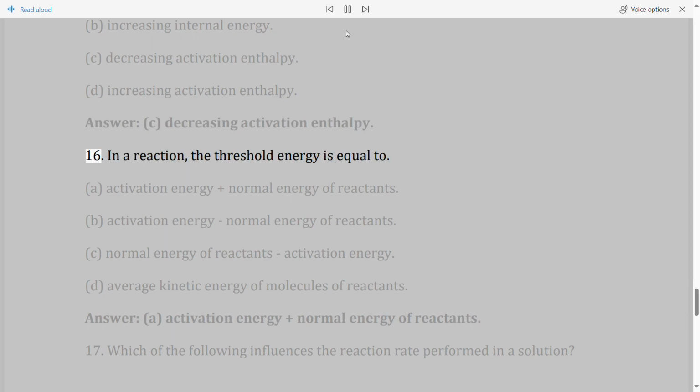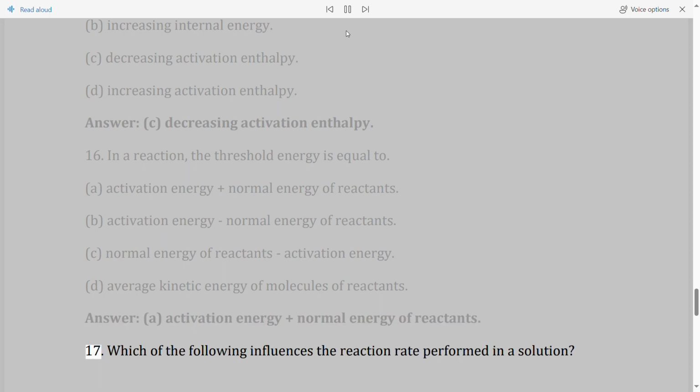17. In a reaction, the threshold energy is equal to A. Activation energy plus normal energy of reactants, B. Activation energy, normal energy of reactants, C. Normal energy of reactants, activation energy, D. Average kinetic energy of molecules of reactants. Answer A. Activation energy plus normal energy of reactants.